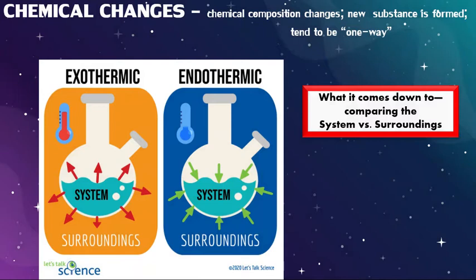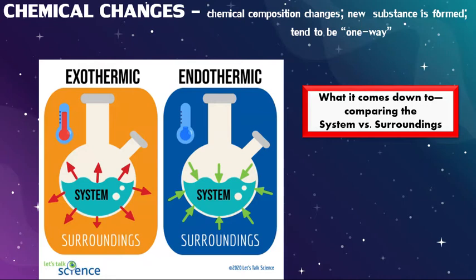Now, what it really comes down to is comparing the system versus the surroundings. If you're looking at an exothermic chemical change, the system is the reaction that's happening in the container. When that reaction occurs and heat is released, the environment will feel warmer. The temperature of the environment will go up, and that's how you know it's exothermic. When the system needs energy, it's going to take that energy from the surrounding environment. When it takes the energy from the surrounding environment, the environment will then feel cold because it has lost that heat, it has lost that energy.